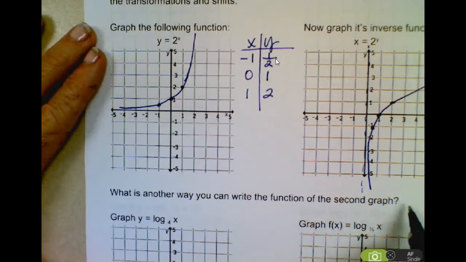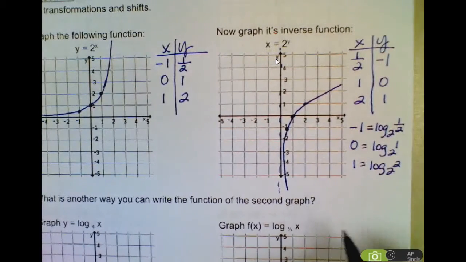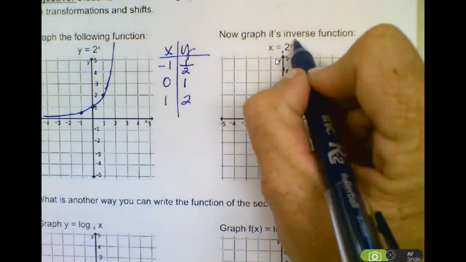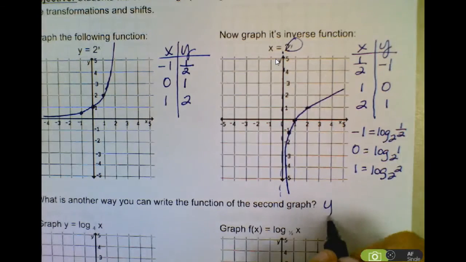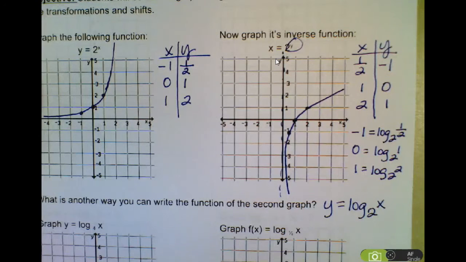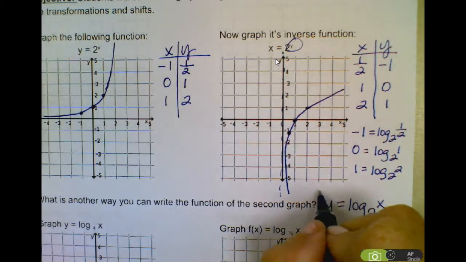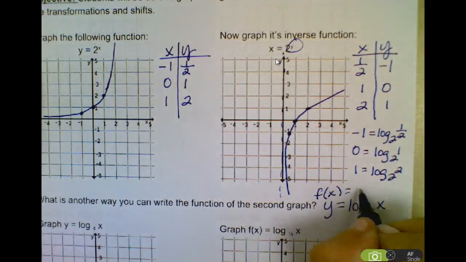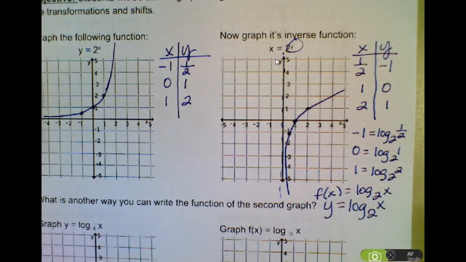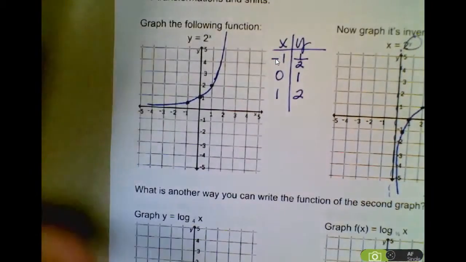So think about what's another way that you can write the function of the second graph. Well, we know that the entire point of a log is that it helps us find this exponent right here. So that would be y equals log 2 of x. Okay? Another way you could write that is the function f of x, because you will see that too, log 2 of x. 2 to the y power gives us x. Okay?